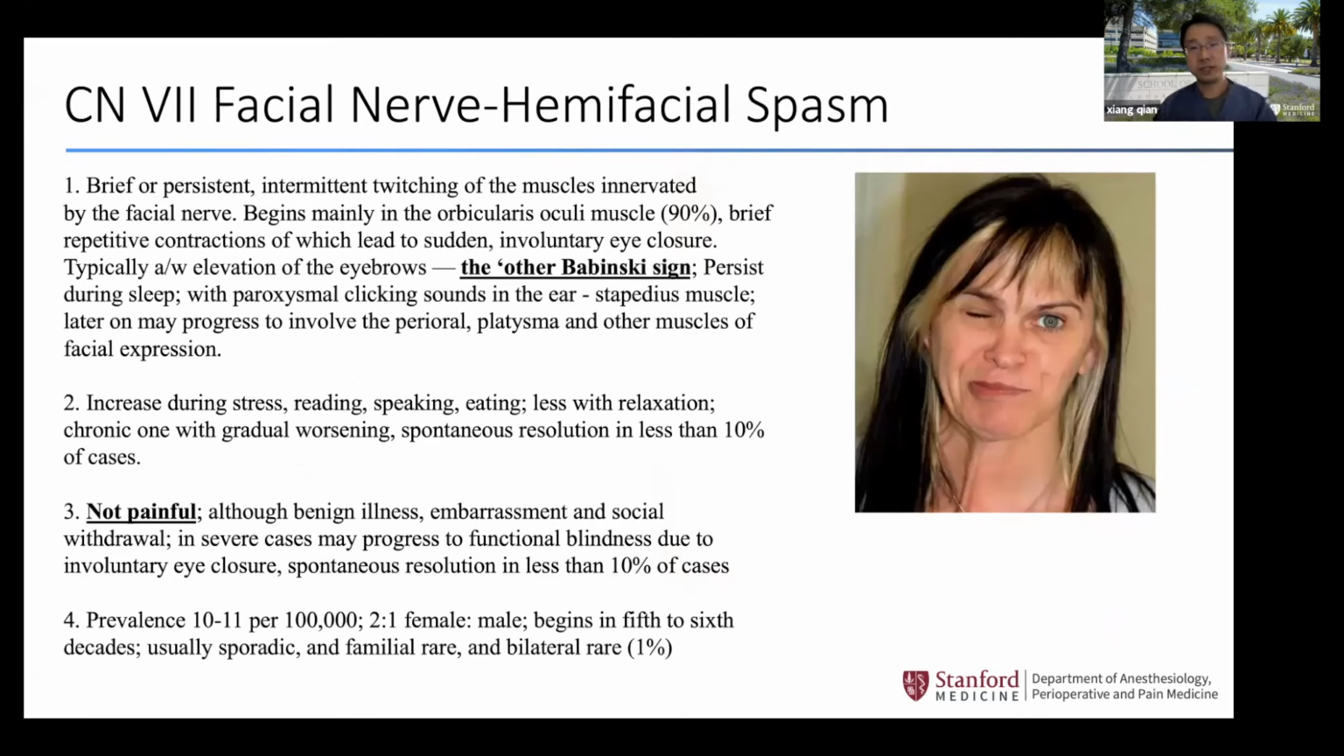But when the motor nerves are having a problem, then you get into this hemifacial spasm territory. So the patient would have this intermittent twitching of the muscles, usually beginning mainly in the orbicularis oculi muscles, and for 90% of the time, just a very brief, intermittent, repetitive contraction, it could lead to a sudden involuntary eye closure. Some of the patients who present to me really can't see. And typically associated with elevation of the eyebrow, the other name is the other Babinski sign, right? It's kind of like the big toes. And it could persist during sleep, cannot alleviate that.